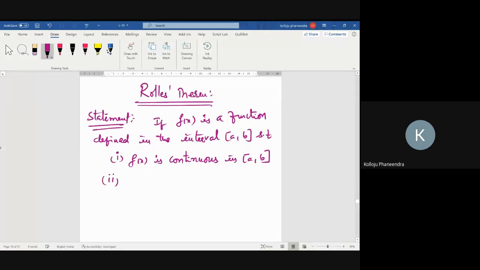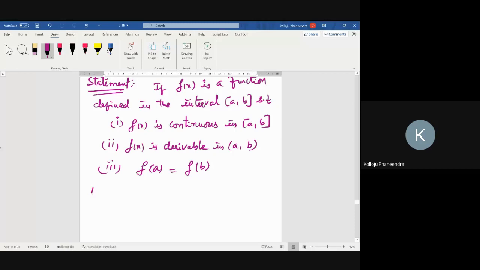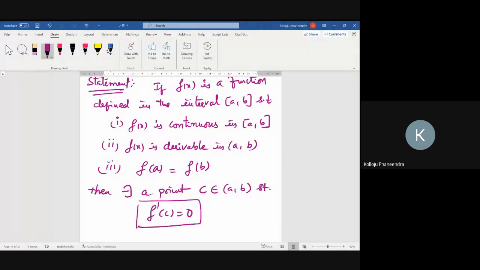Second condition, f of x is derivable in the open interval a, b. See the conditions: continuous in the closed interval, derivable in the open interval, and the third condition is f of a is equal to f of b. Then there exists a point c in the open interval a comma b such that f dash c equals 0.